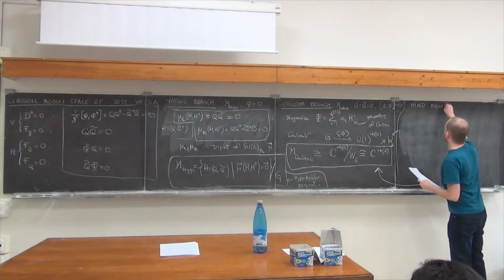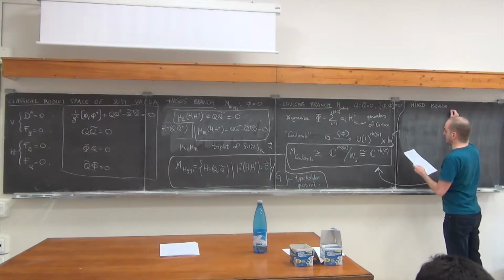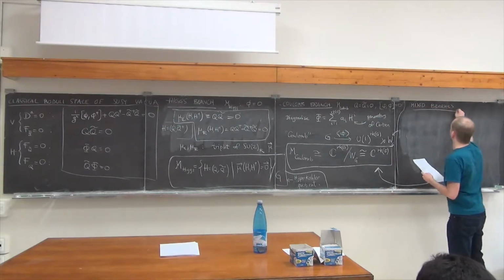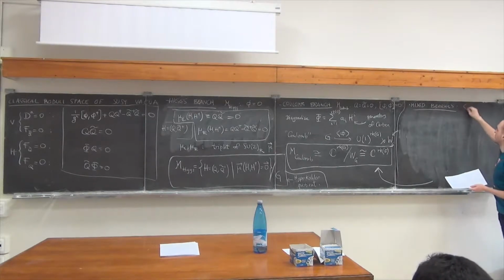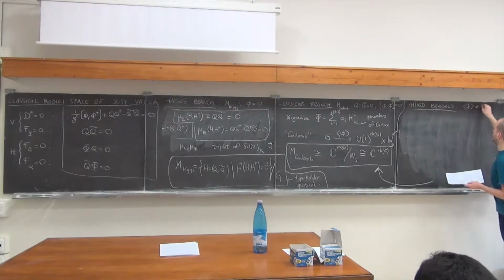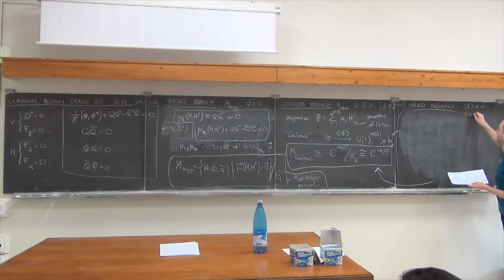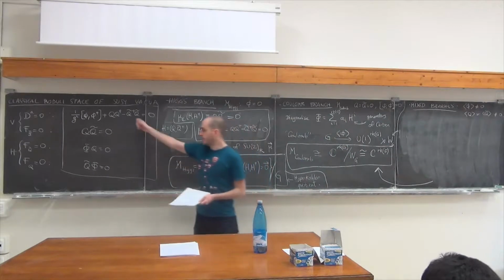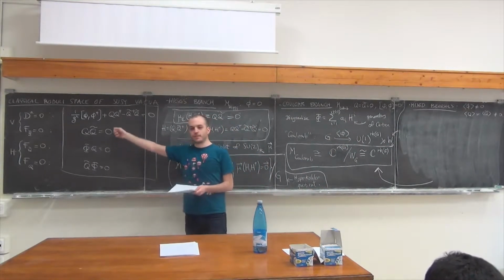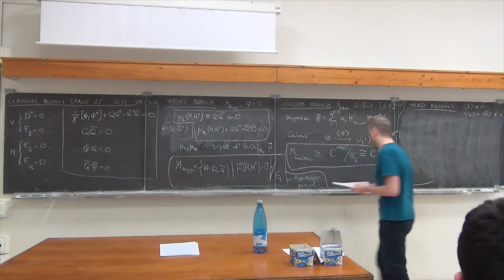So as I said, in addition, there might also be mixed branches. If, say, both phi has a non-trivial expectation value and Q or Q tilde has a non-trivial expectation value. So you might have solutions of F and D term equations where both phi and Q are non-zero.